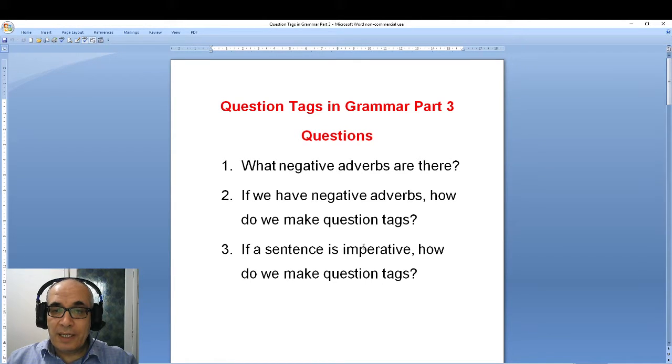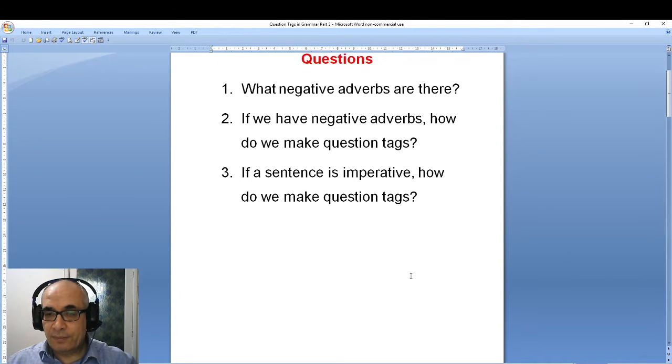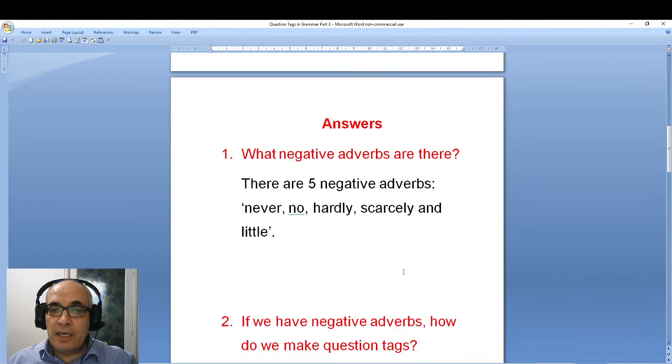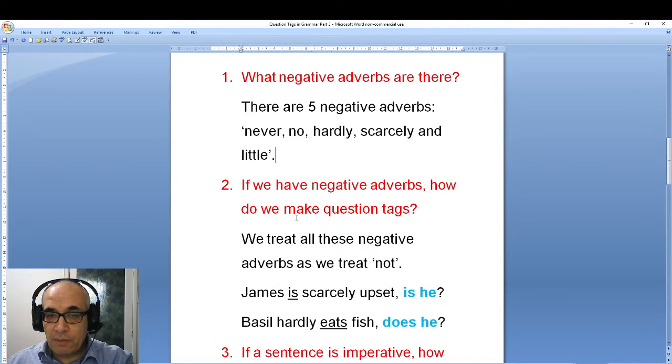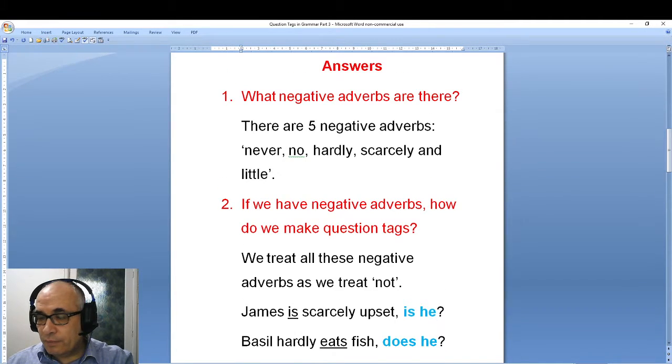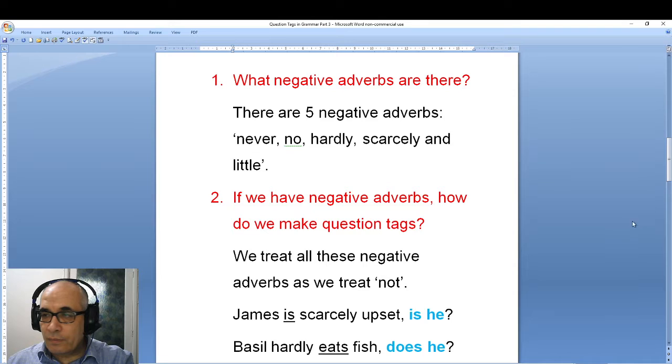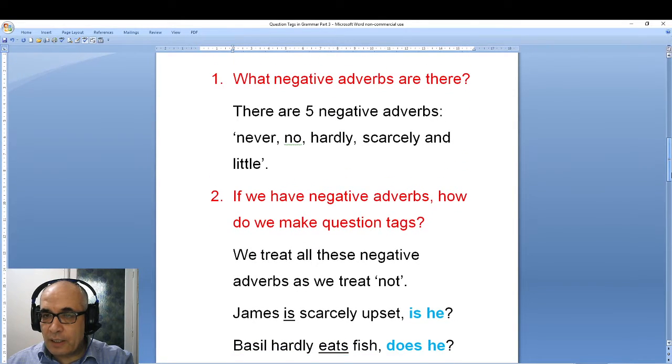Number 1, what negative adverbs are there? Number 2, if we have negative adverbs, how do we make question tags? And number 3, if a sentence is imperative, how do we make question tags? Now, what negative adverbs? I think I can put these two together, maybe that's better.